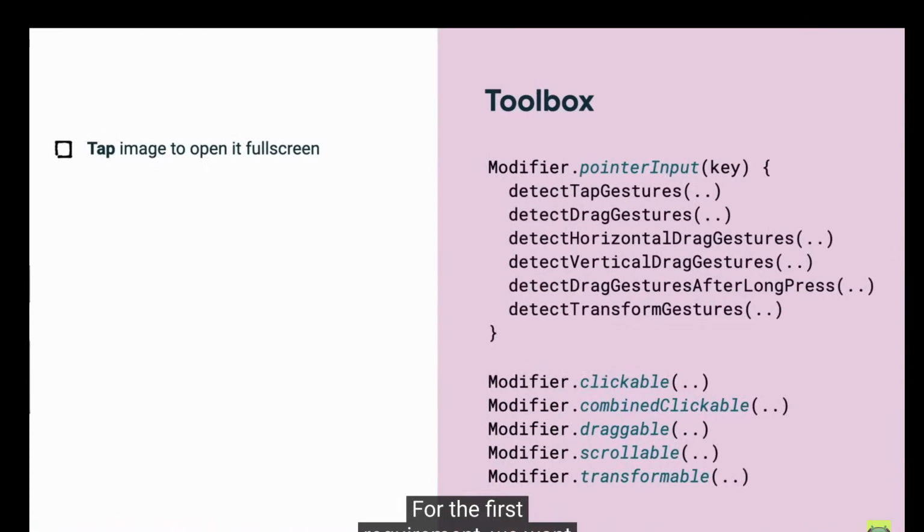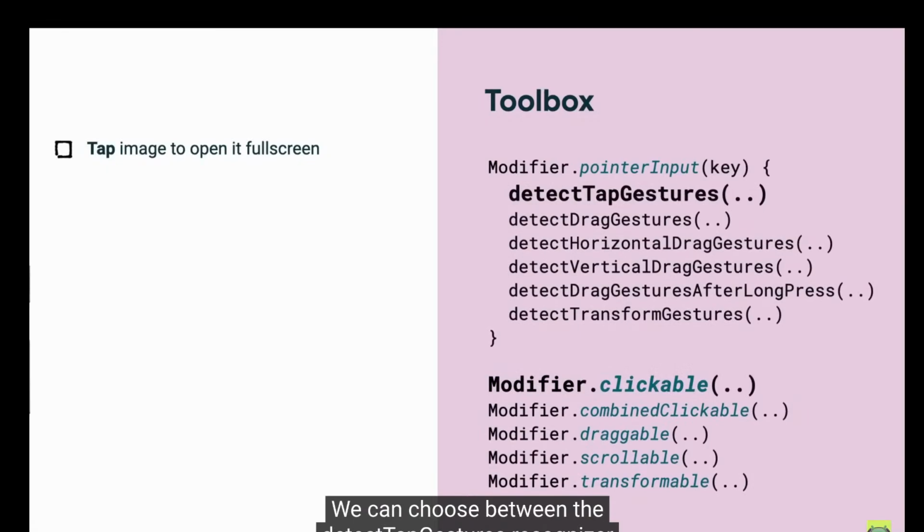For the first requirement, we want to tap the image to open it full screen. We can choose between the Detect Tap Gestures recognizer and the clickable modifier. Both will do the trick, but as we discussed before, the clickable modifier will add some extra functionality, so we'll go with that. Let's implement our code.